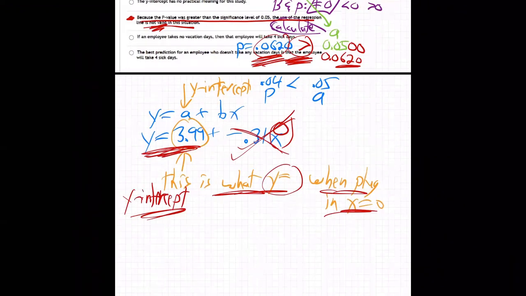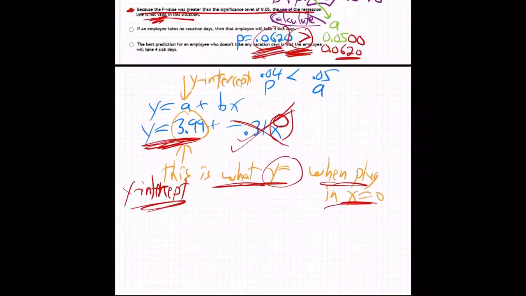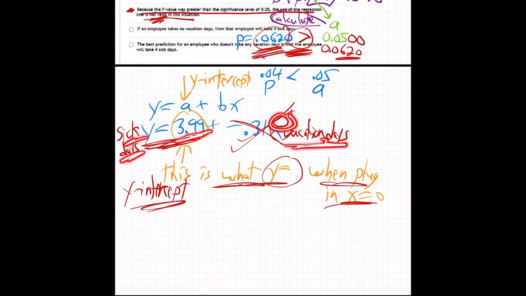Well, so what? What does that tell me? Well, what is x and what is y? You got to remember, x is vacation days, y is sick days. What that would mean then is if a person has 0 vacation days, they're going to have 3.99 sick days. That's what the equation would tell us in this situation.